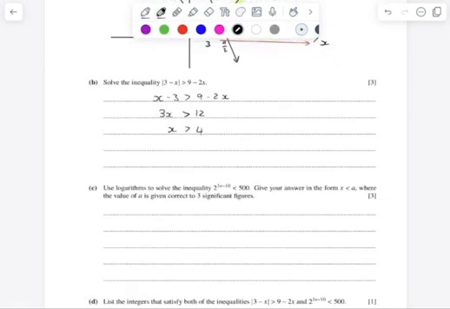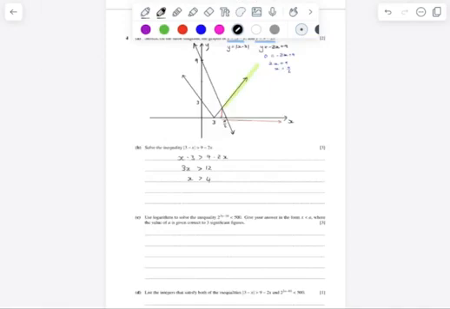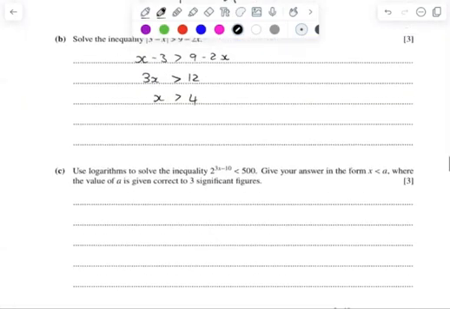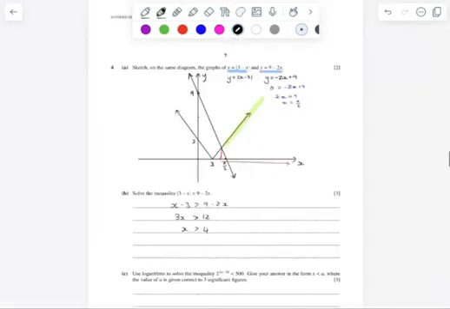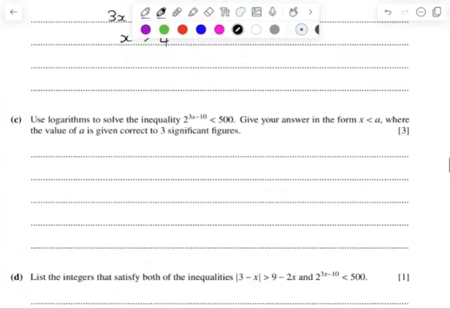Okay. Now, use logarithms to solve this inequality. Okay, I just want to see, is that at all relatable to solve that inequality? Give your answer in the form x must be less than a, where a is given to 3 significant figures. Okay, so I don't see too much correlation between any of the question above and this, so I'm just going to treat it separately for now.